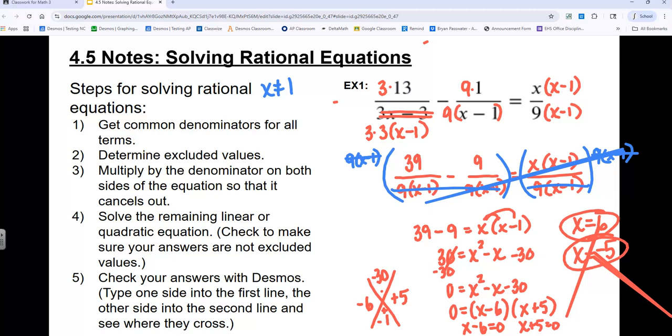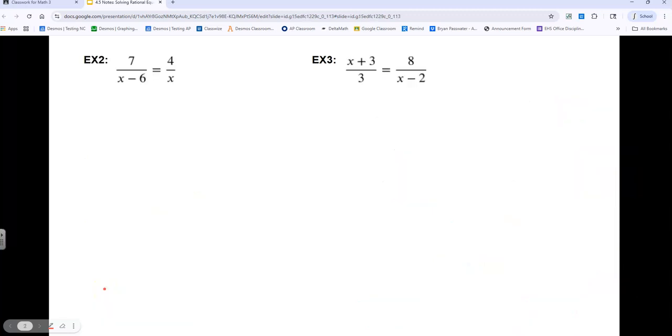Okay, questions? Okay, let's look at number 2. All right, number 2 has denominators of x minus 6 and x.